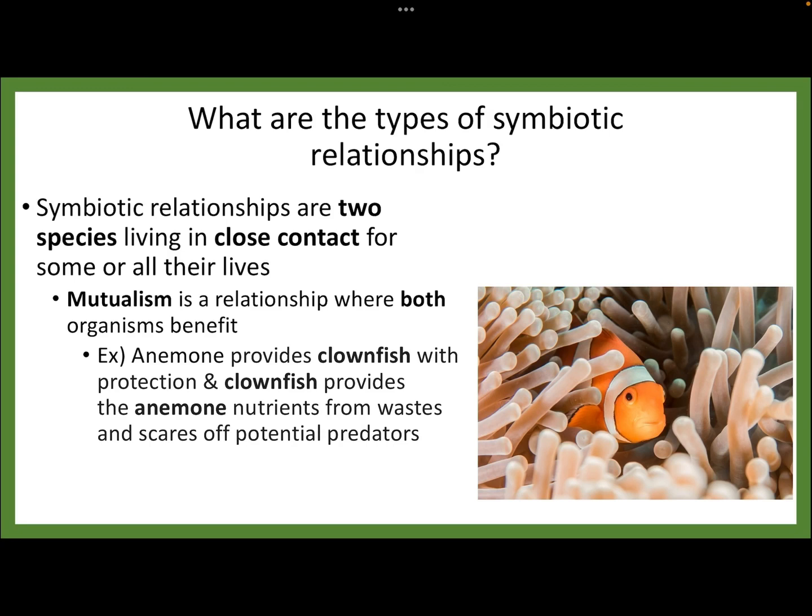The first type of symbiotic relationship that we're going to talk about is mutualism. Mutualism is a relationship between two organisms where both are benefiting. If you've ever heard the phrase, the feeling is mutual, when you hear someone say the feeling is mutual, it means you both feel the same way. So in this case, mutual means it's the same and they are both benefiting.